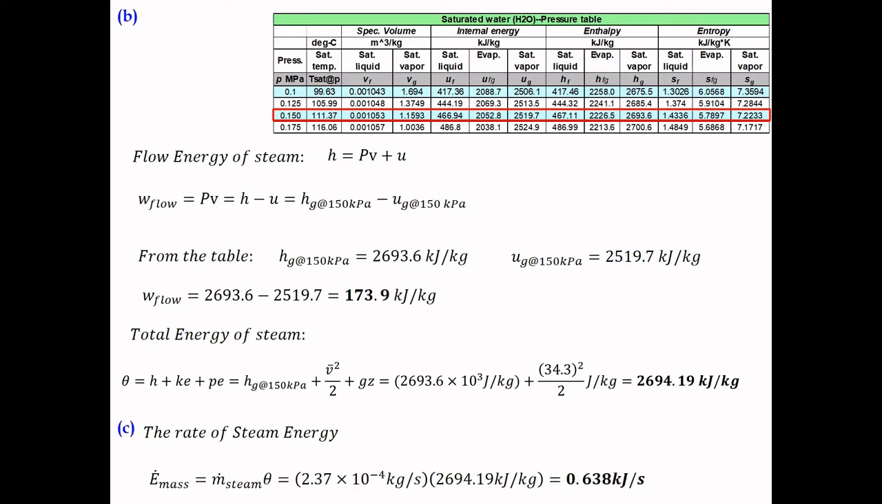Question C. The rate of steam energy. We know that the rate of steam energy, E dot mass, will be equal to m dot steam multiplied by the total energy of steam, theta. So we have 2.37 times 10 power of negative 4 kilogram per second multiplied by theta, 2694.19 kilojoule per kg, which will give us the value of E dot mass equal to 0.638 kilojoule per second.